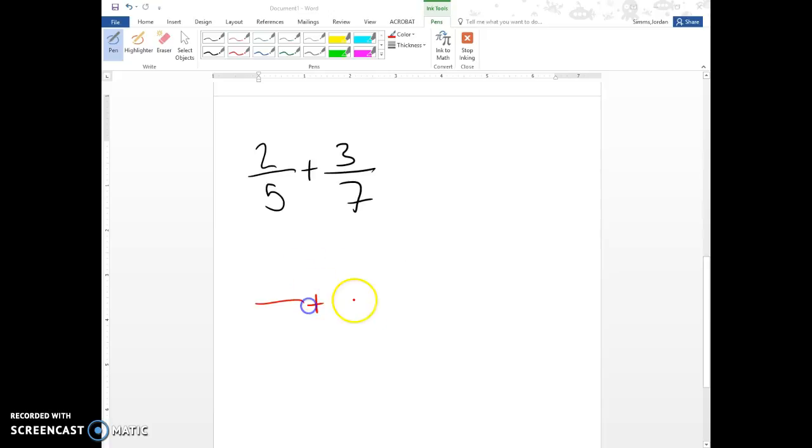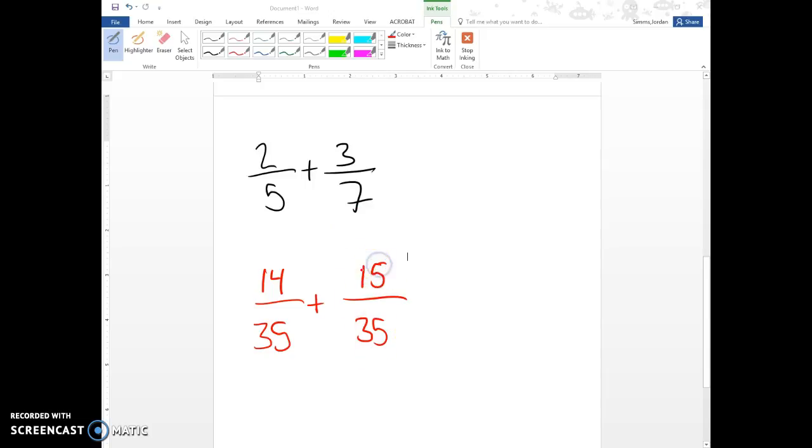Next one down here, kind of the same play. 5 and 7 is going to be 35, and again, quite rightly, you got that far. So I would say 5 times 7 is 35, so 2 times 7 gives me 14. 7 times 5 is 35, so 3 times 5 is 15.